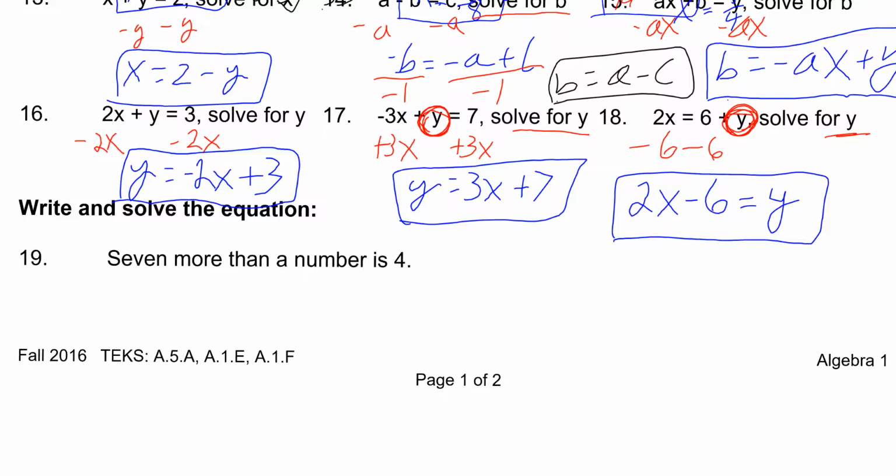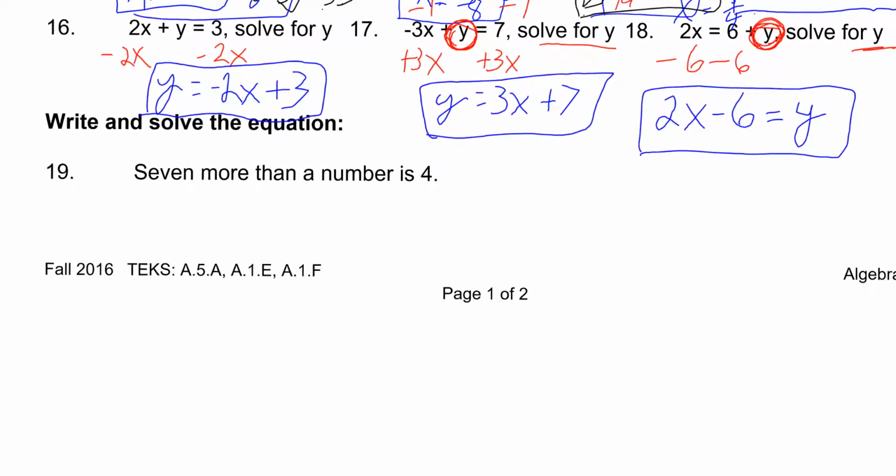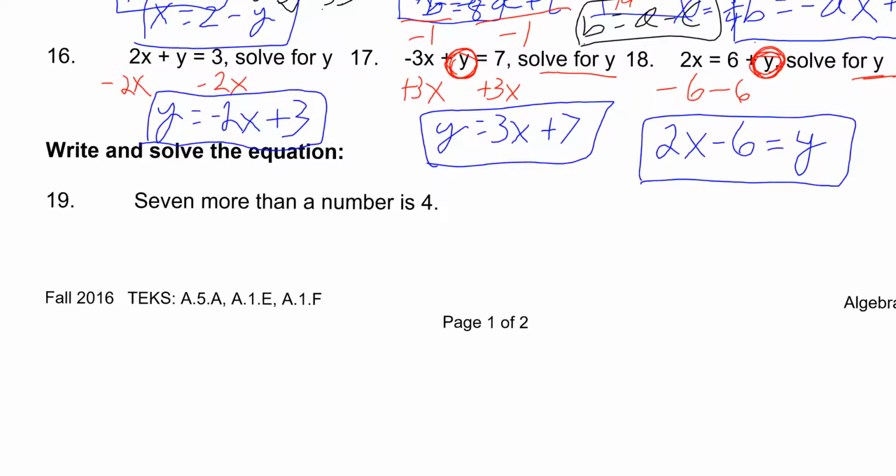Alright. So, next section here. We got number 19. It says to write and solve the equation. Write and solve, you have to do both pieces to this. So it says 7 more than a number. If you remember correctly, that means we're going to do 7 plus x. Is is an important word. Is means equal, so 7 plus x equals 4.